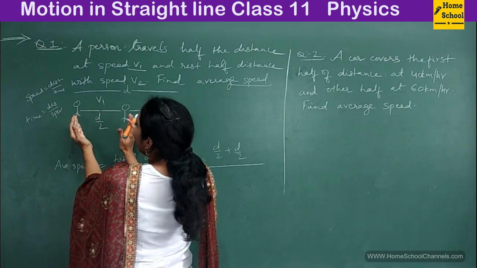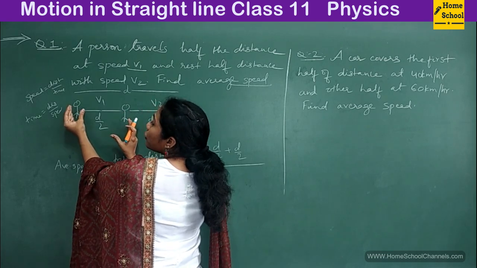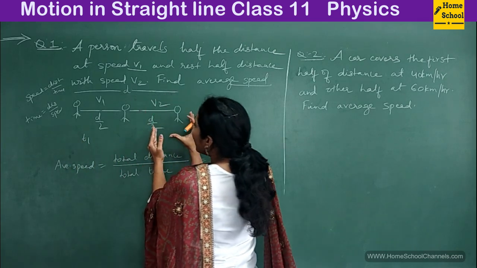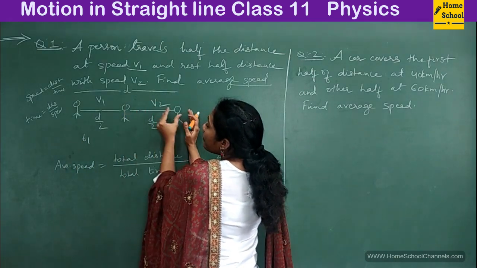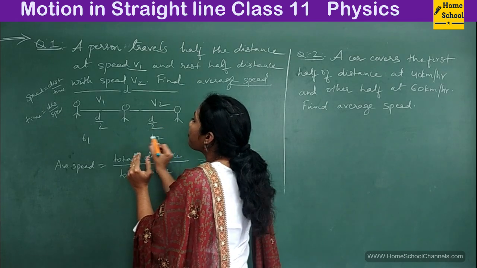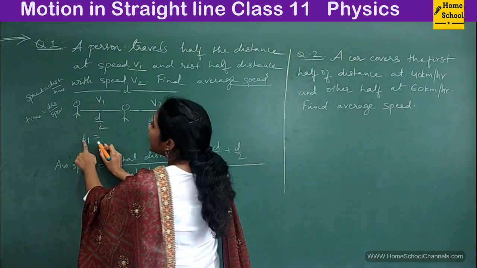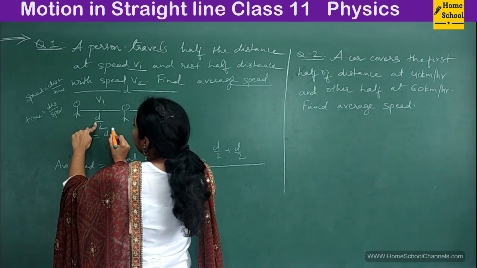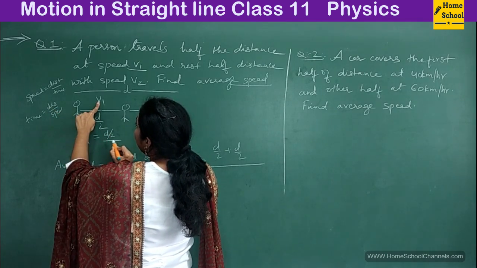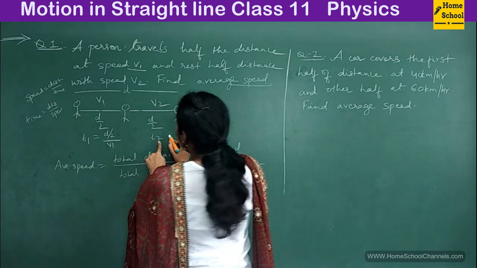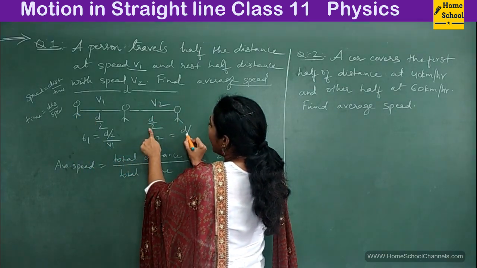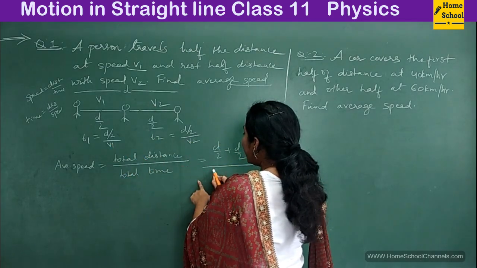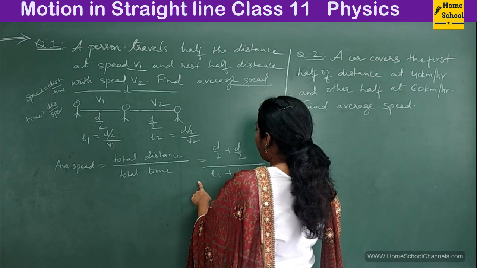Let me call the time required for a person to come from this point to this point T1. The time required for a person to come from this point to this point is T2. So what is T1, guys? T1 is nothing but distance by speed. What is this distance? D by 2 divided by V1, right? And what is T2? D by 2 divided by V2. So time is T1 plus T2, right?